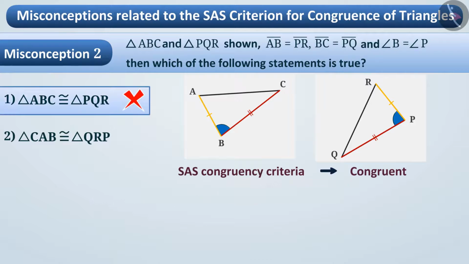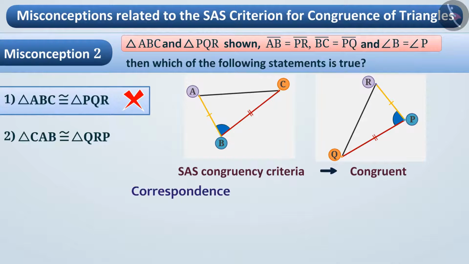The correct understanding is that both the triangles are congruent only when the B is at the P, the A at the R, and the C at the Q. As given in the question, in triangle ABC and triangle PQR, AB is equal to PR, BC is equal to PQ, and angle B is equal to angle P. This correspondence can be established: B is equal to P, A is equal to R, and C is equal to Q.